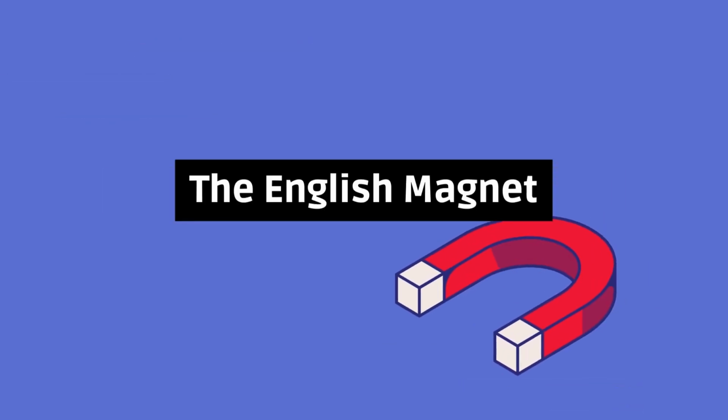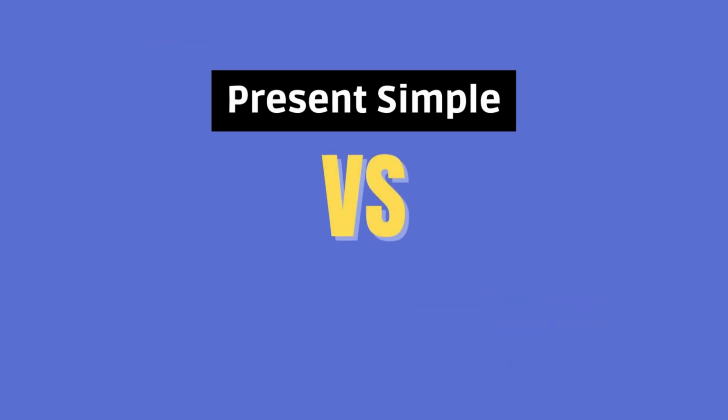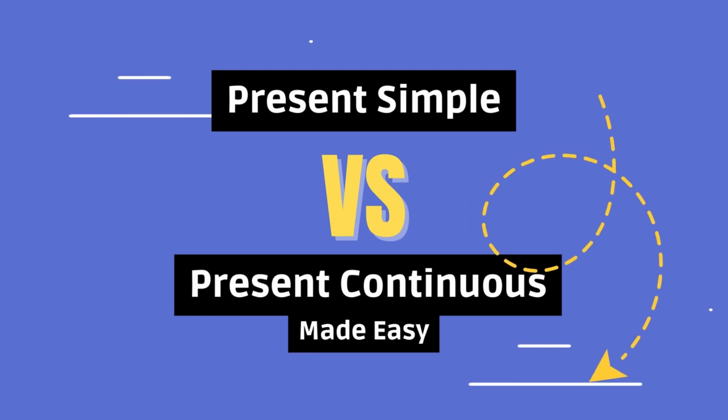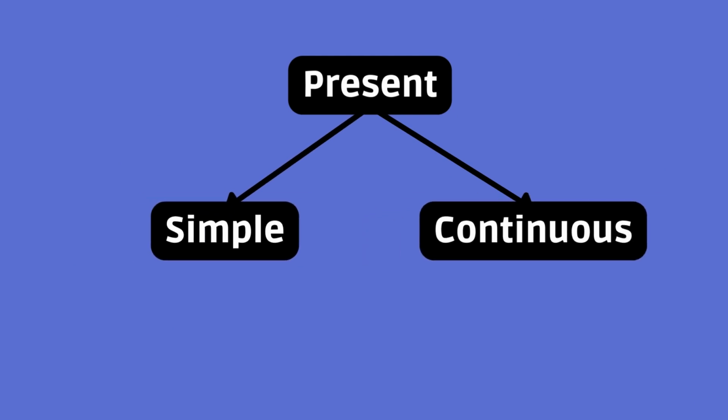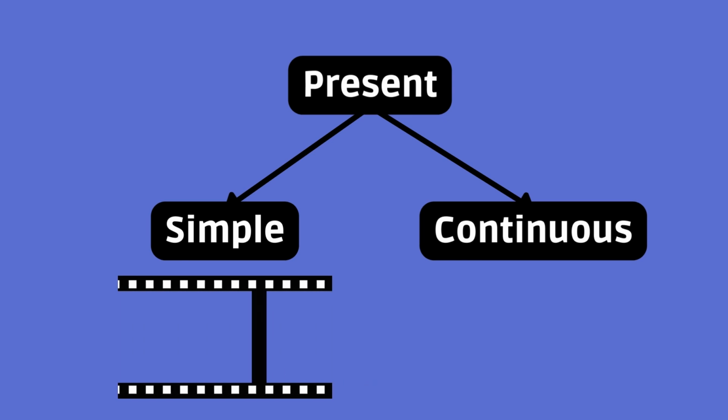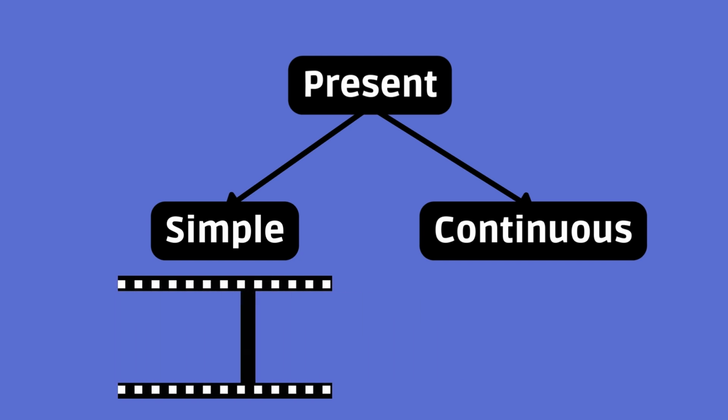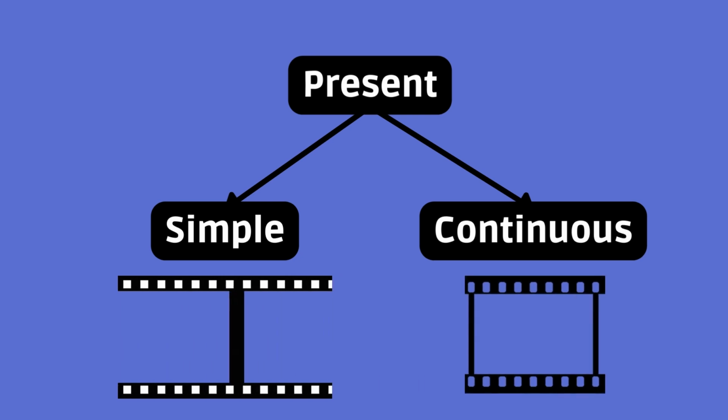Today's video, present simple versus present continuous, made easy. Both these tenses express actions in the present, but they do so in distinct ways. Think of the present simple as a series of still frames that combine to form a complete video, whereas the present continuous is like a single frozen frame, capturing a specific moment in time.